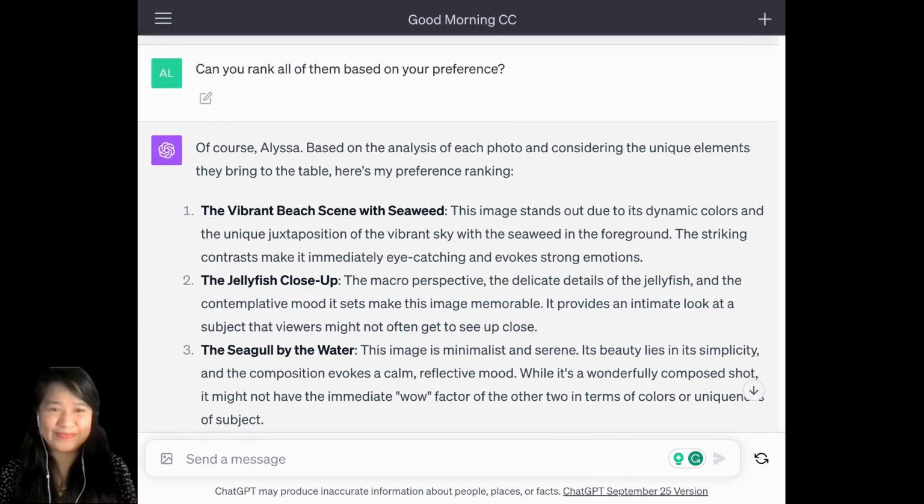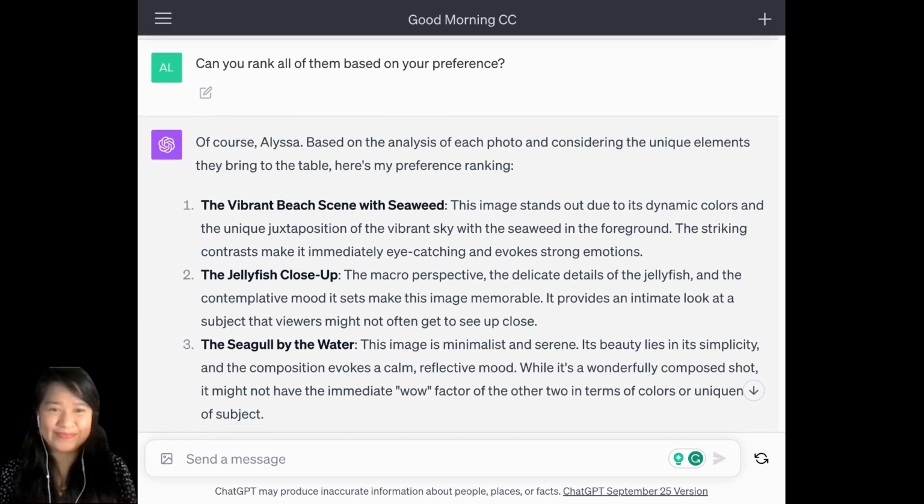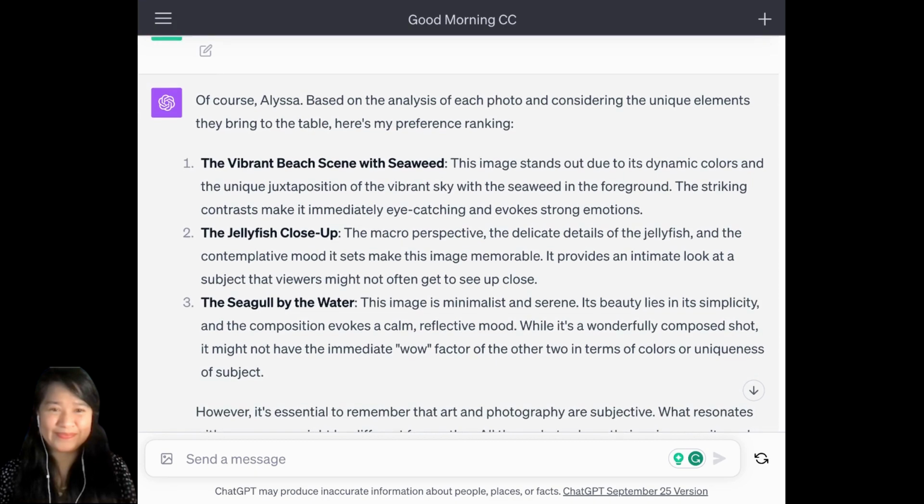And you know what? This is actually my rank as well. I haven't told it my rank, but that's how aligned my answer is with ChatGPT. I don't think any of this that I would change.